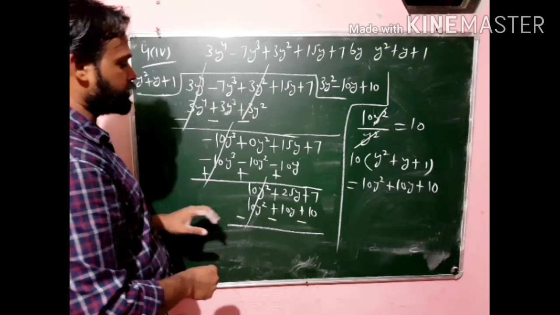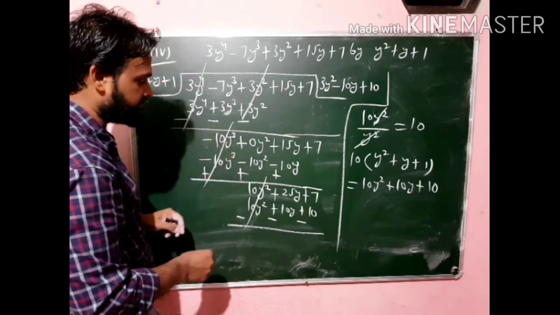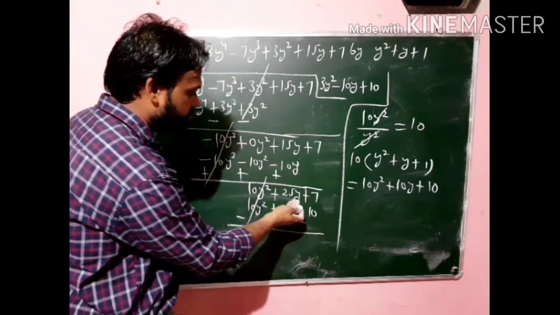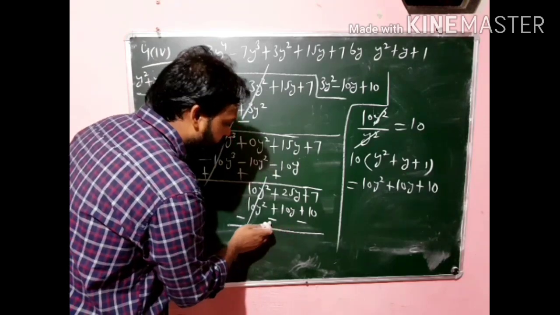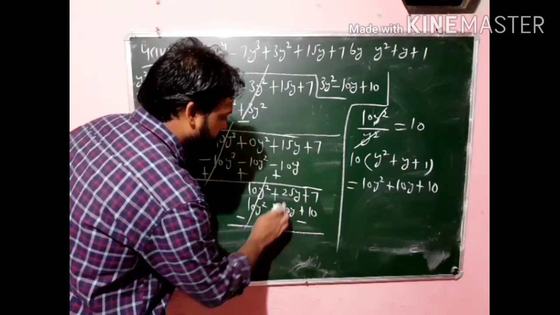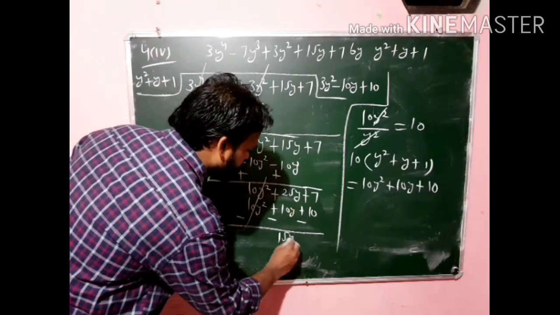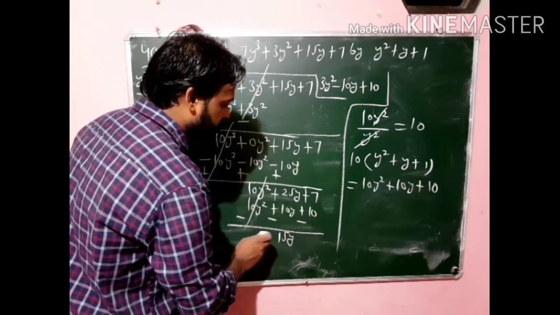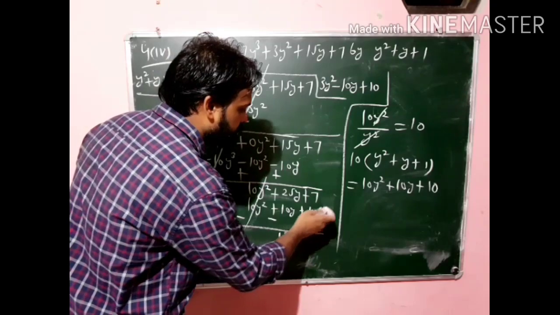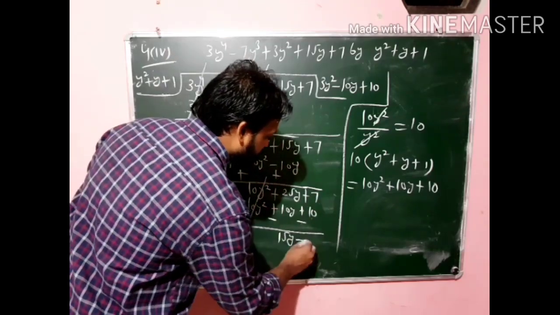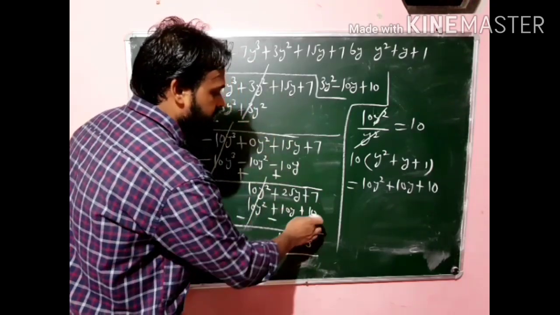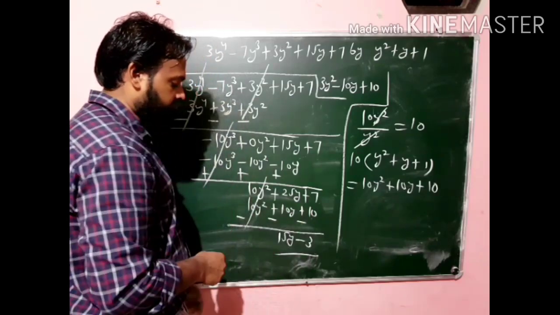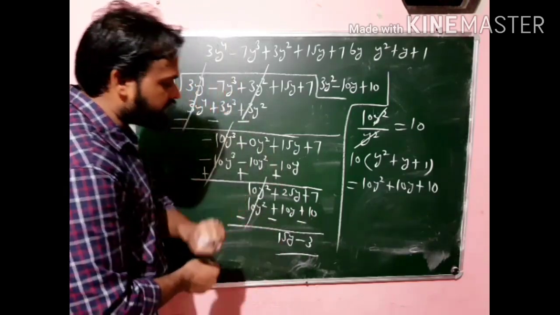These both terms have opposite signs and cancel out with each other, and now you can see this is 25y and this 10y is of minus sign. So 25 minus 10 becomes 15y, and this 7 is of positive sign and 10 is of negative sign. So plus minus is minus, 10 minus 7 becomes minus 3. Because the highest power is 1 and it has a negative sign, you can see this is the remainder.